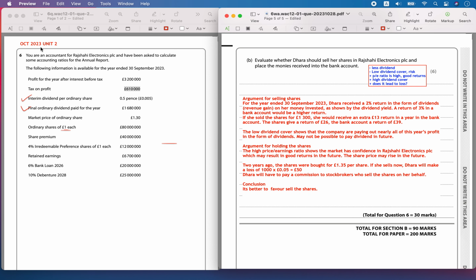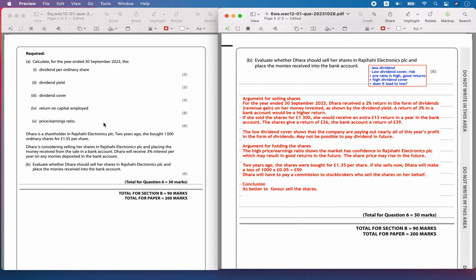Hello, today we are solving October 2023 Unit 2 question number 6 Part B. Evaluate whether Dhara should sell her shares in Rajshahi Electronics PLC and place the monies received into the bank account. Does she need to place it in a bank account, or does she need to keep the shares which she holds in Rajshahi Electronics?